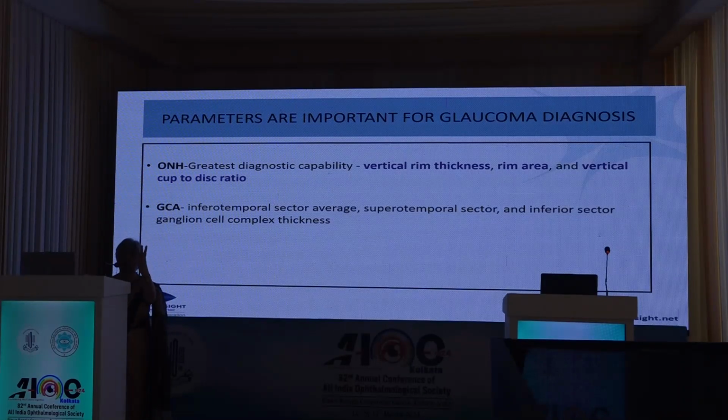Now we come down to parameters which are very important to us for glaucoma diagnosis. I told you there were 3 parameters. ONH has the greatest diagnostic capability. But what do we see for that? We look at the vertical rim thickness, rim area, vertical cup to disc ratio.